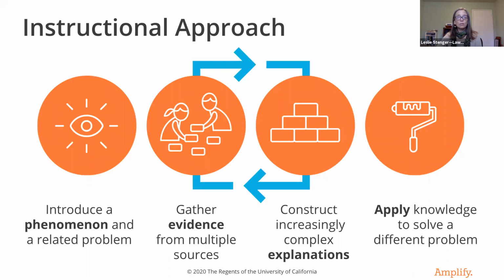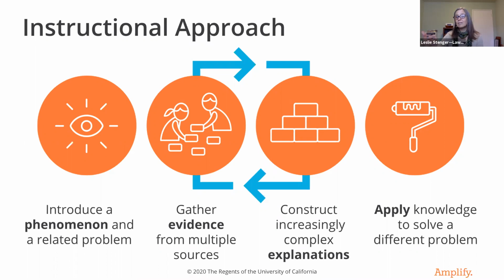And so then the next circle says gather evidence from multiple sources. So through the course of the unit, students gather evidence, they gather different types of evidence. And the activities that we're going to be doing in this session, they're what we refer to as evidence sources. So next we have construct increasingly complex explanations. Students return to the unit's anchor phenomenon repeatedly throughout the unit, and they use what they figured out to explain the phenomenon. So typically this explanation is pretty incomplete early in the unit when the students haven't gathered all that much evidence. But as you can see from the blue arrows, these two circles repeat throughout the unit.